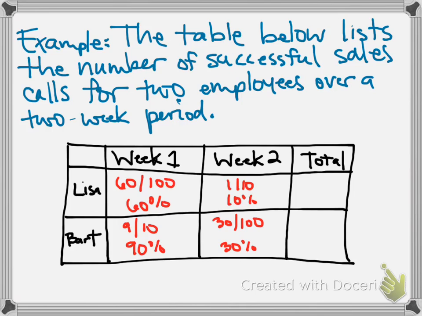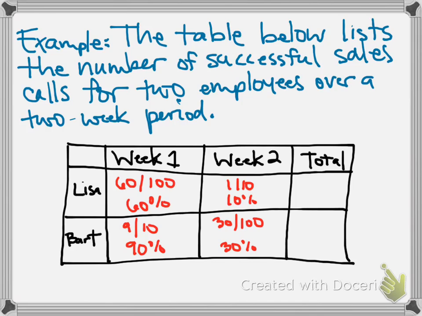Bart, however, looks like the number of attempts was flipped for them from week 1 and week 2. He only attempted 10 sales calls in week 1, was successful 90% of the time in week 1, and then in week 2 he did attempt 100 sales calls and was successful 30% or 30 times. So he was successful 30% of the time.